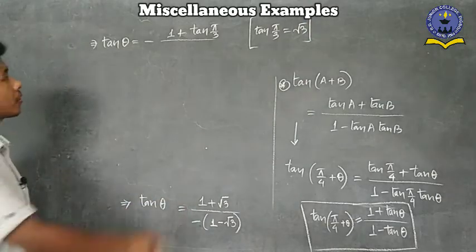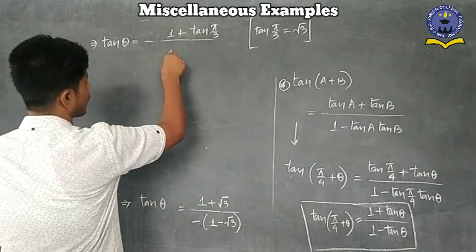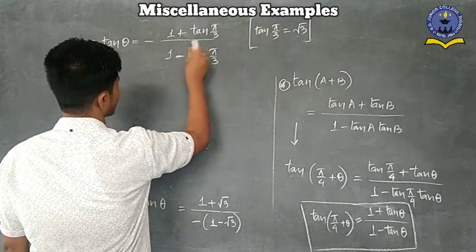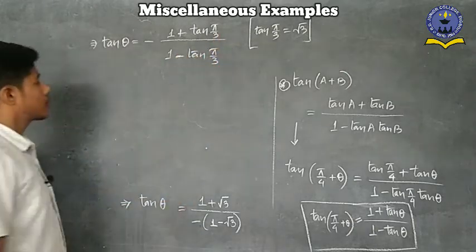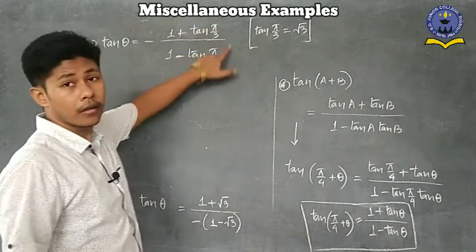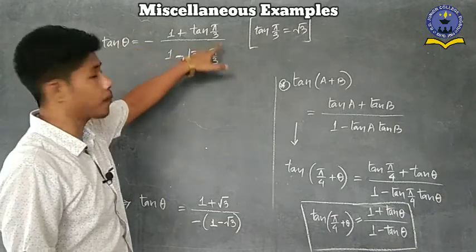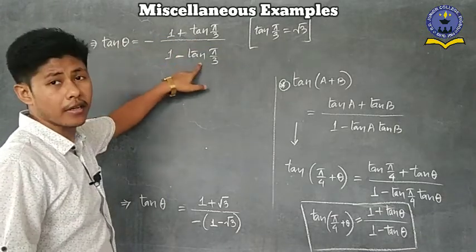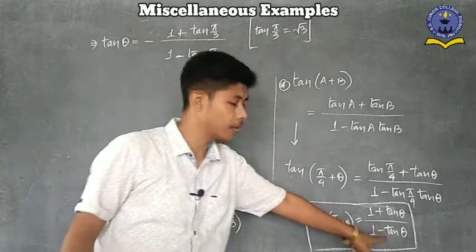Is it clear? Now in the denominator, what do we write? We write minus tan pi by 3. Is it clear? Now if we see this part, except this minus, it is of the form 1 plus tan theta divided by 1 minus tan theta. That means this one.